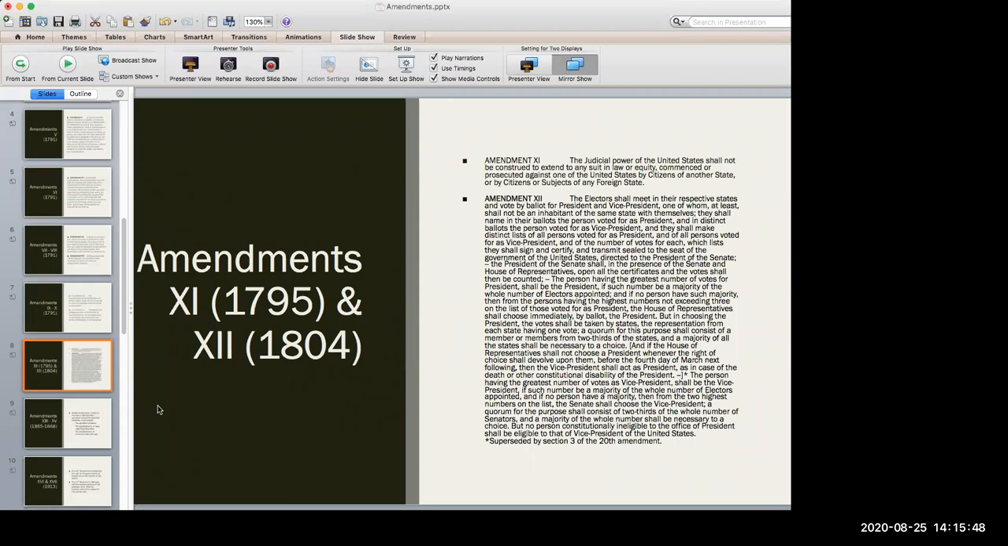All right. So 4 years after the Bill of Rights is passed, we get another amendment, and then 9 years after that, so 13 years later, we get another amendment. And the amendments start getting longer and crazier. Well, Amendment 11 is not longer crazy. Judicial power shall not be construed to extend in any suit, blah, blah, blah. So Amendment 12 is super long.